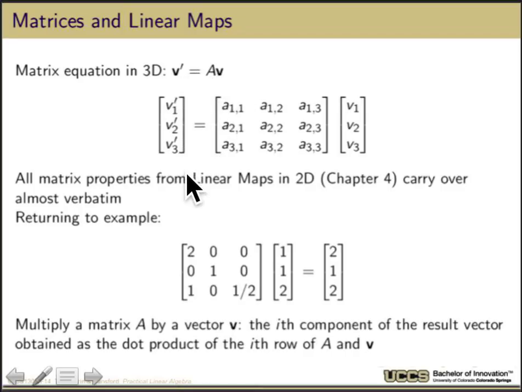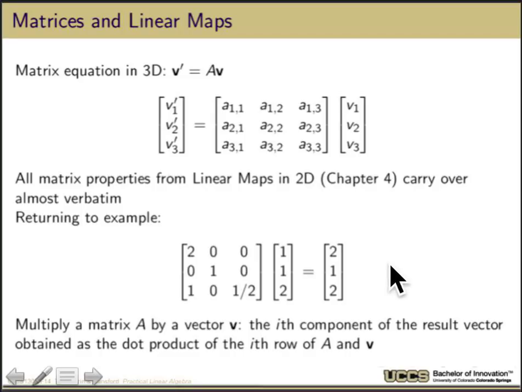So V' is our column vector. Our matrix has columns which are the vectors we want to map E1, E2, and E3 into, and then the original data. And pretty much all the properties of linear maps from 2D carry over, and we'll talk about them at the end. Just make sure you remember them all, because on the midterm there were some issues.